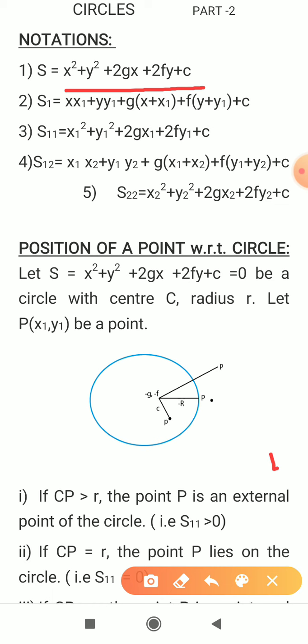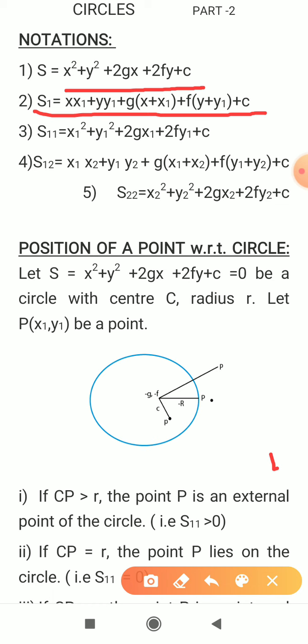2gx is nothing but gx plus gx, that is g into (x plus x), and for one x we put x1, so that is g into (x plus x1). In the same manner, 2fy is f into (y plus y1). We write the constant as it is. So this is S1. S1 is xx1 plus yy1 plus g into (x plus x1) plus f into (y plus y1) plus c. This formula is used for the equation of the tangent at a point, the equation of the chord of contact, and the equation of the polar of (x1, y1) with respect to the circle.